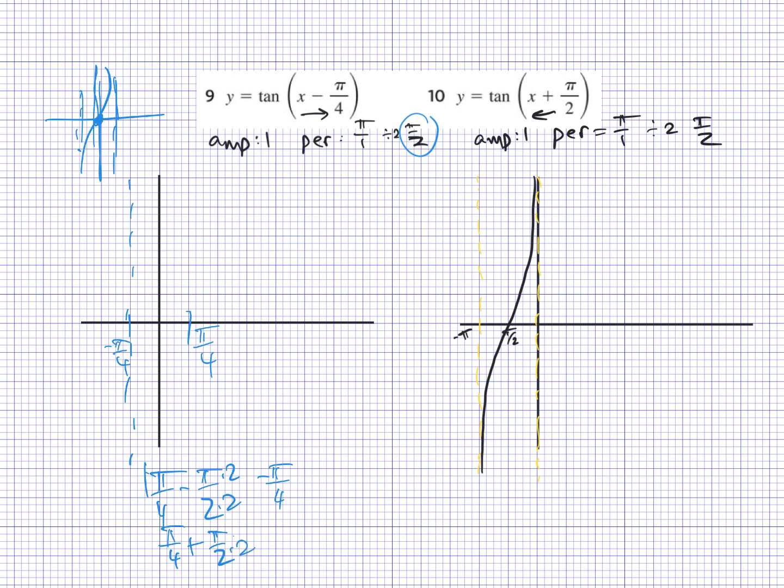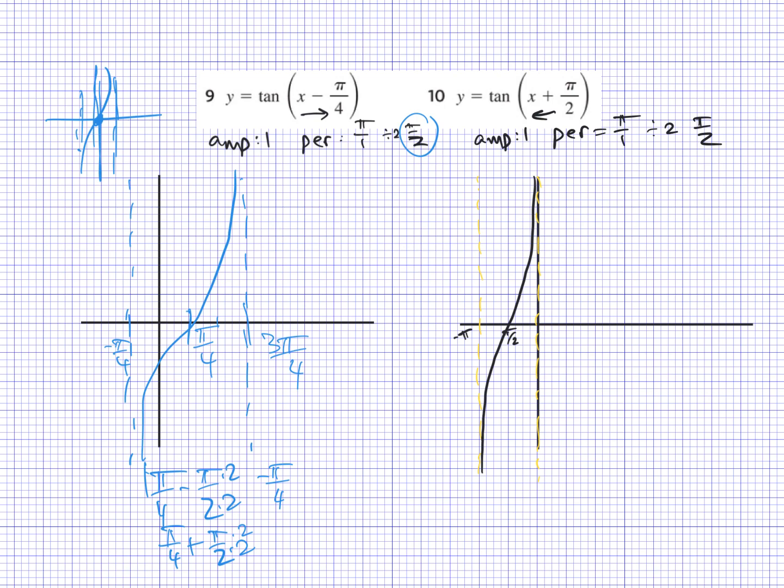So again, multiply it by 2. So this is going to be 3 pi over 4. So there's 1, 2, 3 pi over 4 is where the other asymptote is at. And then we're going to draw our tangent curve, amplitude of 1. Okay, now let's make sure we did number 10 right here.